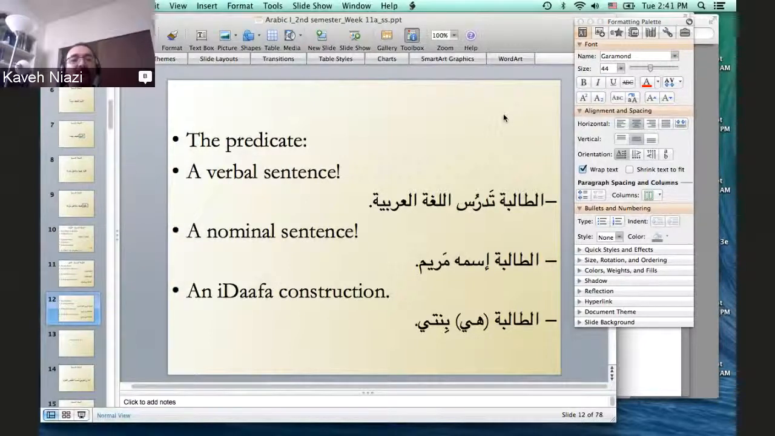And wait, there's even more. It can be a nominal sentence on its own, right? And we've seen this again and again. For instance, when Maha says, my name is Maha, she says, Ana ismi Maha, right? Which in English just doesn't make any sense. But in Arabic, it's fine because your predicate can be a standalone nominal sentence. Who wants to read the example for the nominal sentence serving as predicate?